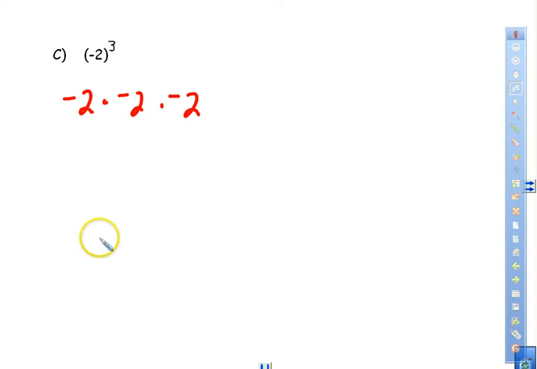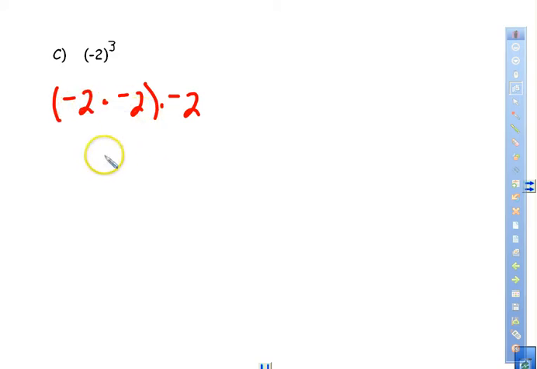Now again, we need to work left to right, and when you do that, we can put parentheses around it, or you can just simply multiply going left to right, whichever you prefer. So we're going to do parentheses just to help keep things a little more organized. And a negative times a negative is going to be a positive.